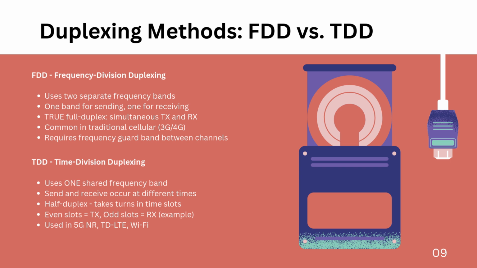Devices need to both send and receive data. This is called duplexing. FDD uses two separate frequency bands, and sending and receiving happen at the same time. TDD uses one frequency band, and devices take turns in time. Basically, TDD is commonly used in Wi-Fi and modern networks.